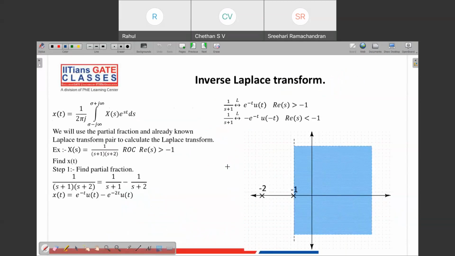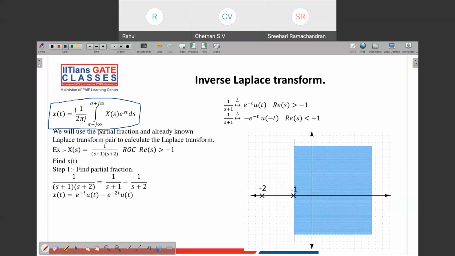Next is the inverse Laplace transform. For signals and systems, we are not going to use the inverse Laplace formula given here. You will see in some mathematics books that this is what you can use to calculate the inverse Laplace transform, but calculating it through this formula is very lengthy. So what we do is, we already know the Laplace transform pairs. For example, u(t) has Laplace transform 1 by s, and so on.